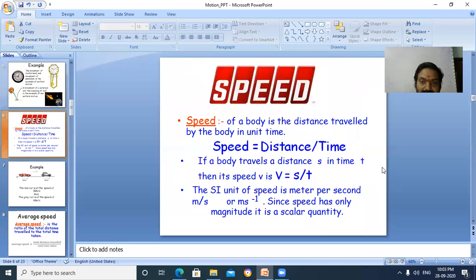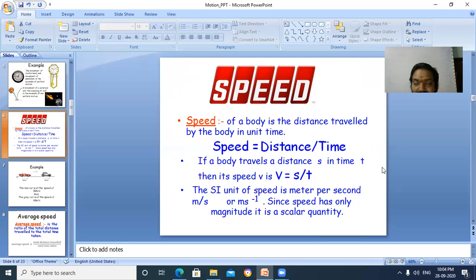Now coming to speed, as shown in this slide, speed is the change in distance with respect to time. So it is the distance traveled by the body per unit time, and mathematically we can define it as distance by time. If a body travels distance s in time t, then the speed is distance by time. Speed is a scalar quantity, and on the other hand, velocity is a vector quantity.